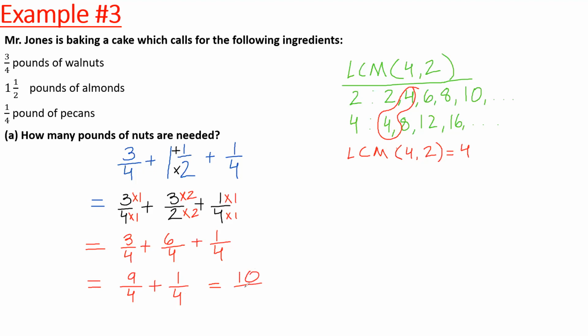And we're done, right? Since we have 10 over 4, we're finished, right? No, sir, we have to simplify. So what we have to do is divide, right? We're gonna say, how many times does 4 go into 10?